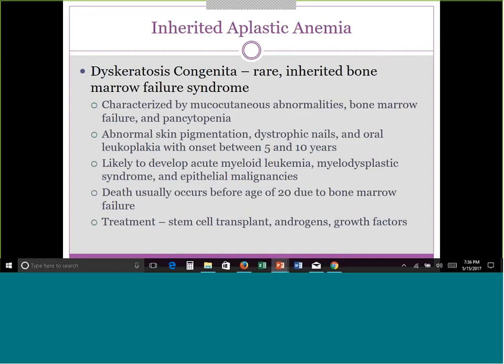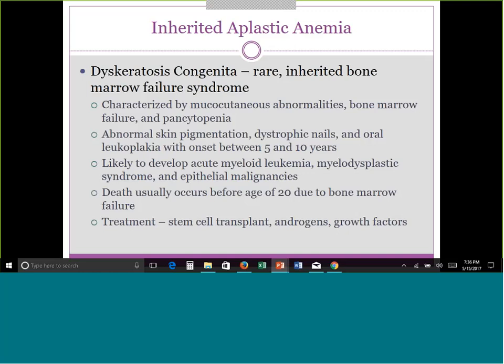Another inherited one is Dyskeratosis Congenita. This one is pretty rare, but I still need you to know it. Besides the classic aplastic anemia signs with bone marrow failure and pancytopenia, we are also going to see abnormal skin pigmentation, dystrophic nails, and oral leukoplakia. Oral leukoplakia is like white patches in the mouth. So those are the three that I would really connect back to Dyskeratosis Congenita.